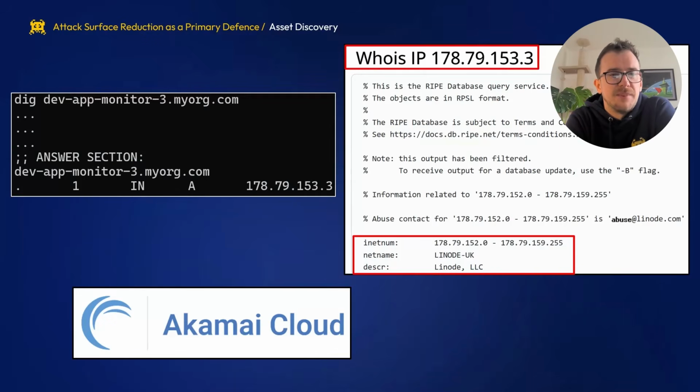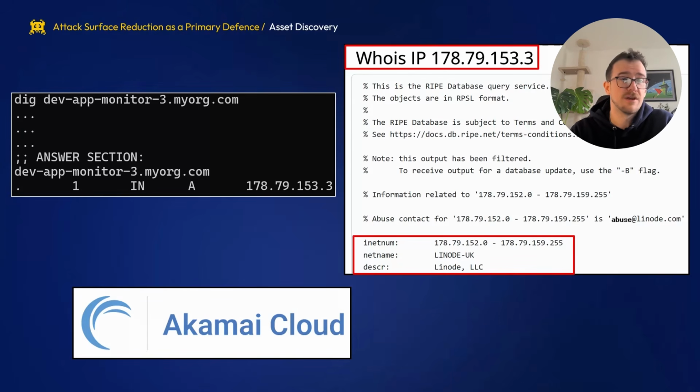So we're going to do a DNS lookup on that dev-app-monitor-3 subdomain that we found. It points to this IP address, 178.79, etc. We'll then do a whois on that IP address, and we find the net name is linode-uk. Might ring a bell, but if not, we'll do a quick Google on that. And we find that Linode is an old cloud provider that has since been bought by Akamai Cloud. So now we know that a subdomain of our apex domain, so it's something that we own, is pointing at Linode, which is now Akamai Cloud.